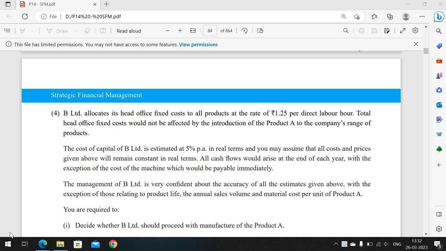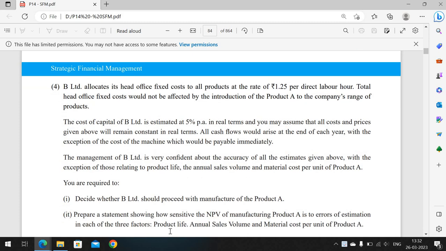So in this particular problem, discount rate is 5%. The management is very confident about the accuracy of all the estimates of product A. Decide whether B Limited should proceed with manufacture of product A. We need to decide based on NPV. If NPV is positive, we can go ahead.